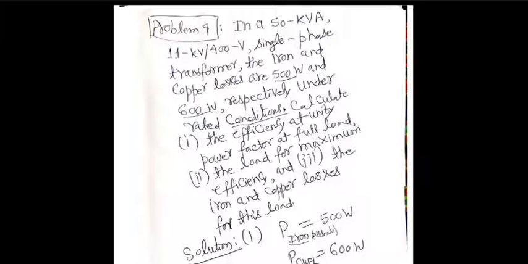Unity power factor at full load. That means output current is 50 kVA divided by 400 volt, because unity power factor is involved. So 50 kVA, 50,000 VA divided by 400 V. That should be the output current.